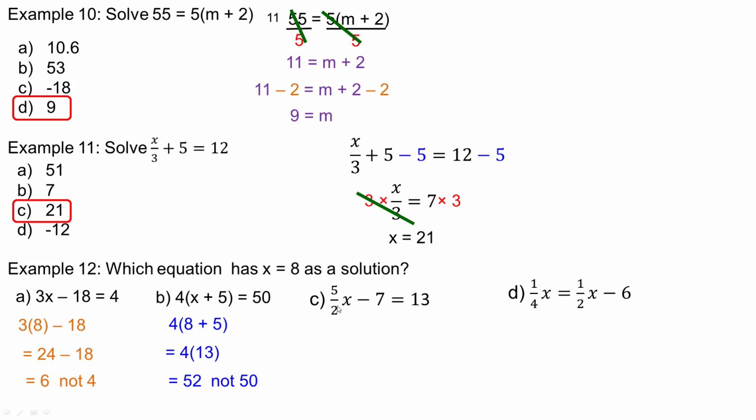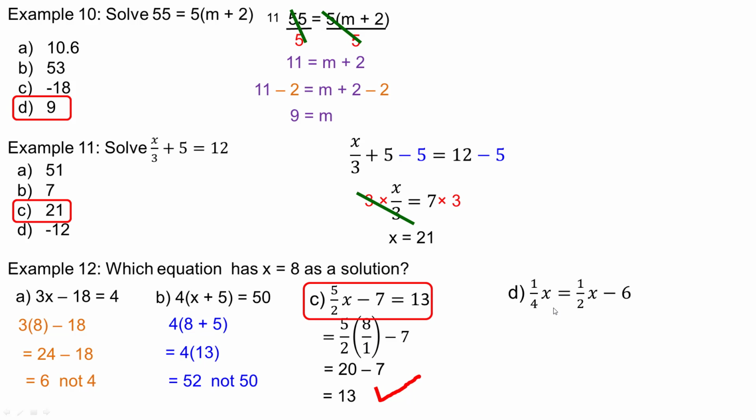For C here, I'm going to put 8 in place of x, and because the 5/2 is a fraction, I'm going to write 8 as 8 over 1. And you see, we multiply the numerators and the denominators, so this would be 40, 5 times 8 is 40, divided by 2 is 20. And subtract the 7, and you see that does equal 13. So that's why this one checks. So that is the correct answer.